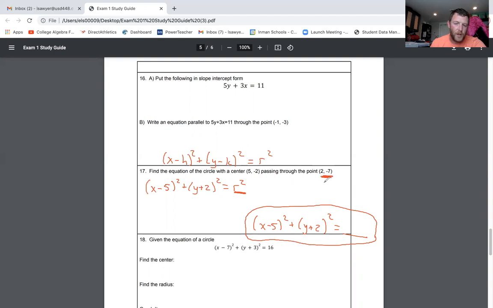But now I got to find that something. It passes through the point 2, -7, where that's your x, that's your y. So to get that something on this side, I can just get rid of this r squared because I don't need to know what r is. I just need to know what this r squared is. And just plug in 2, -7. 2 minus 5 squared plus -7 plus 2 squared equals something. -3 squared, -5 squared, 9 plus 25 equal to 34. There's your answer.